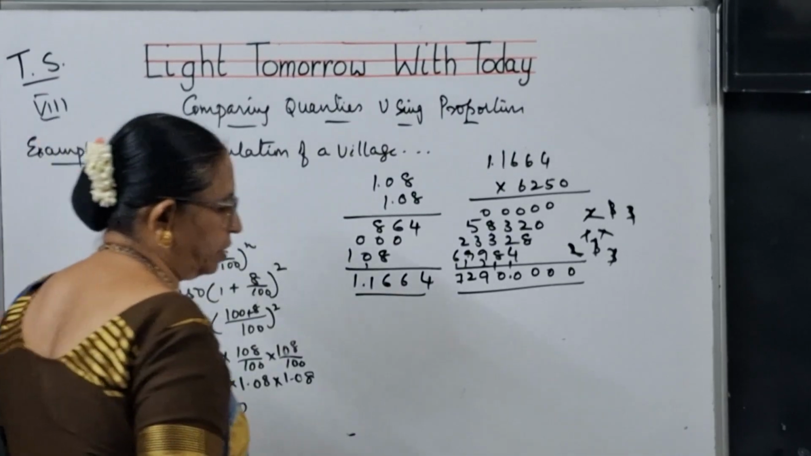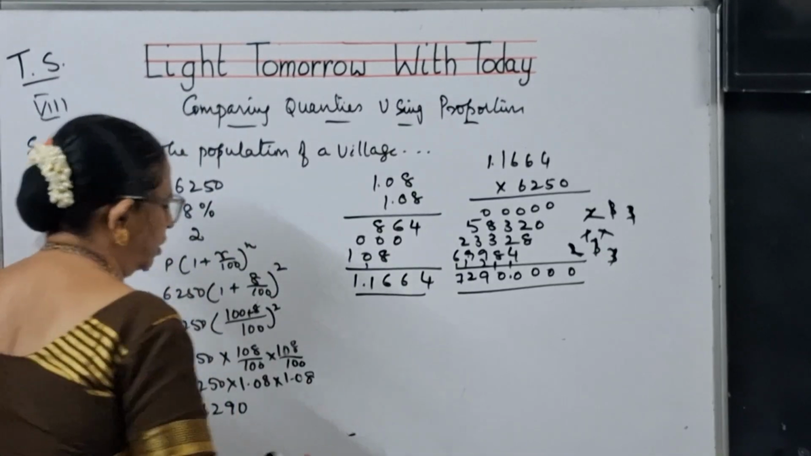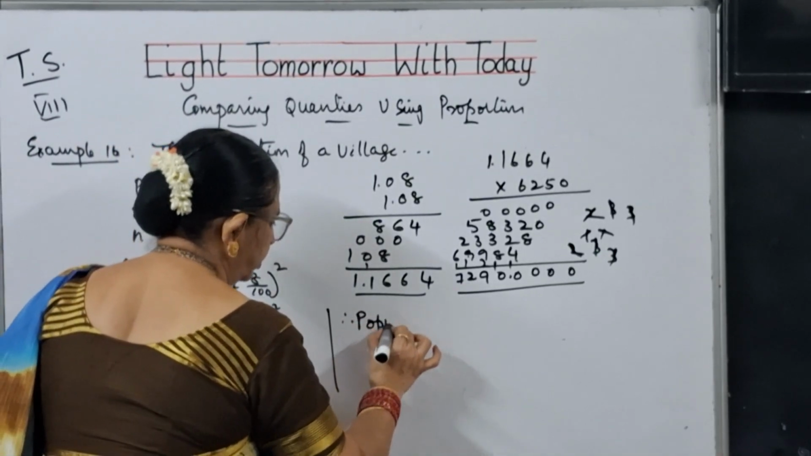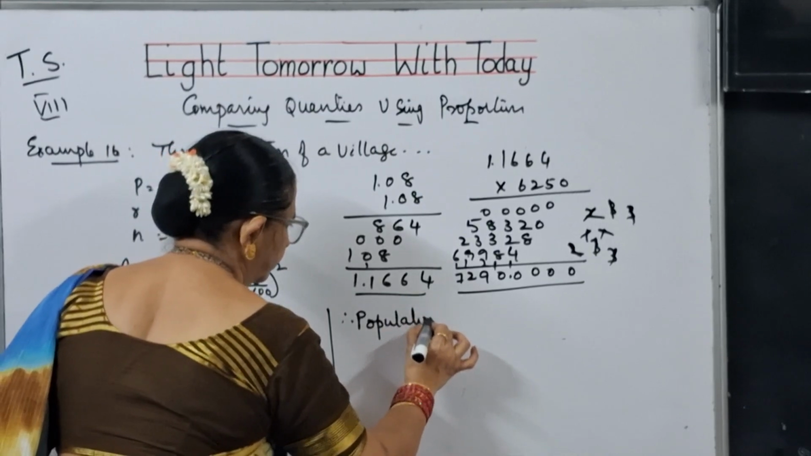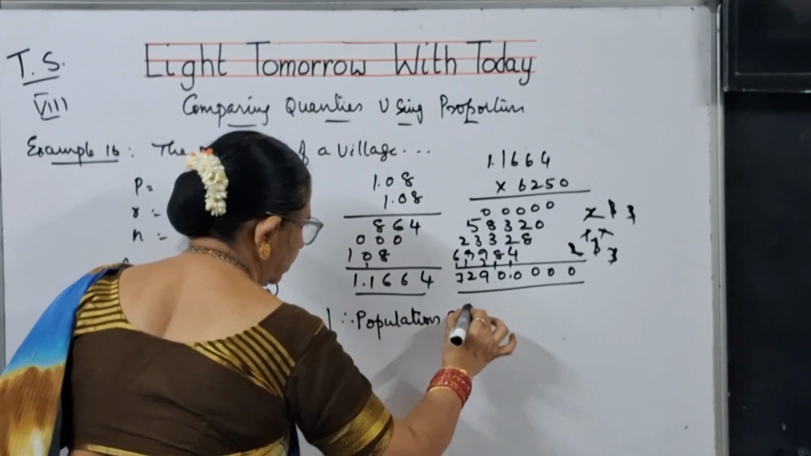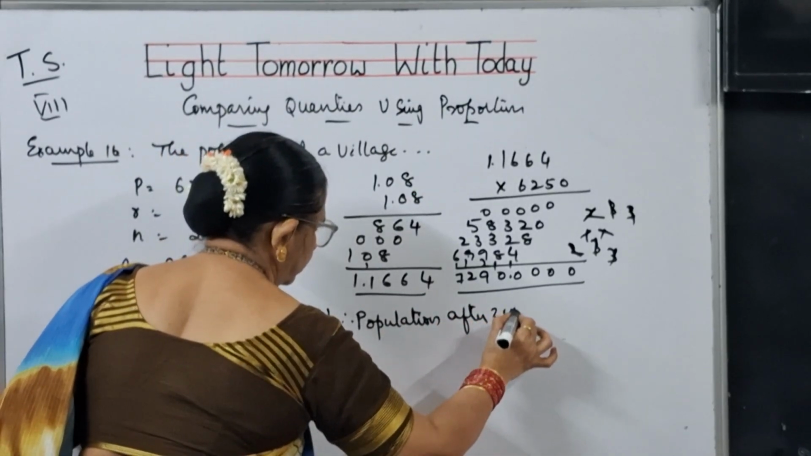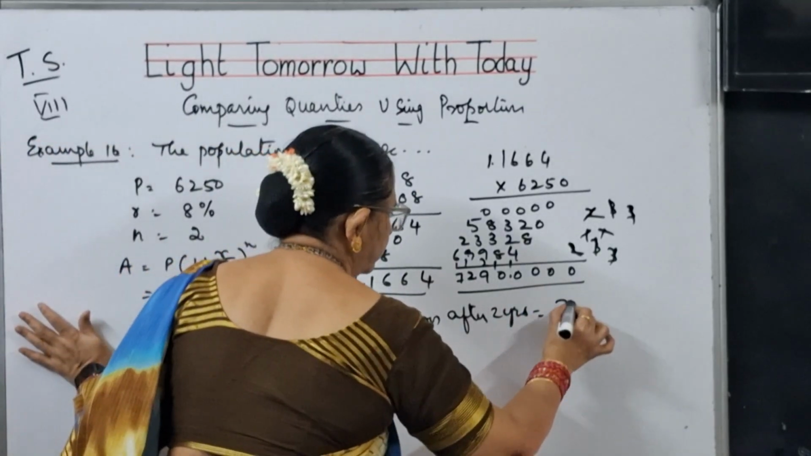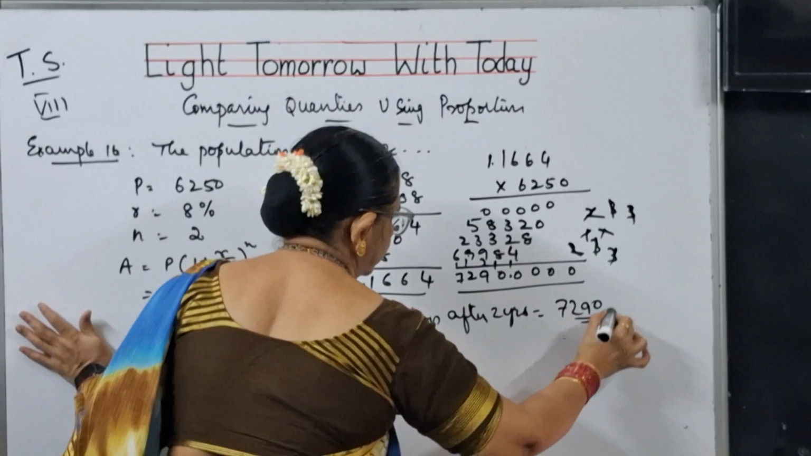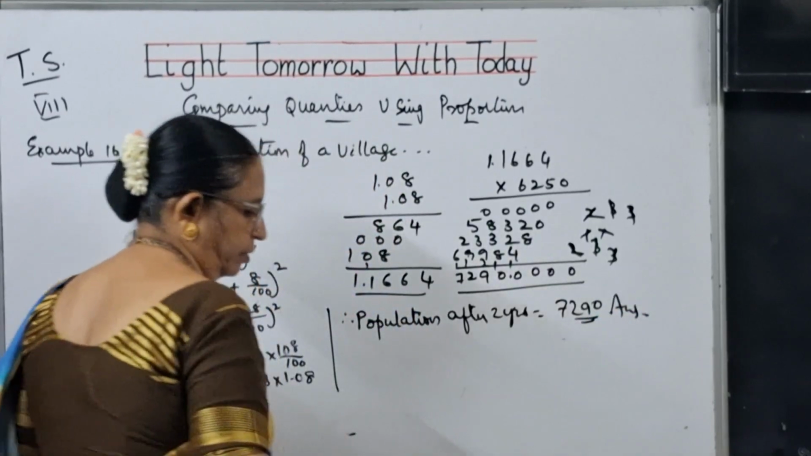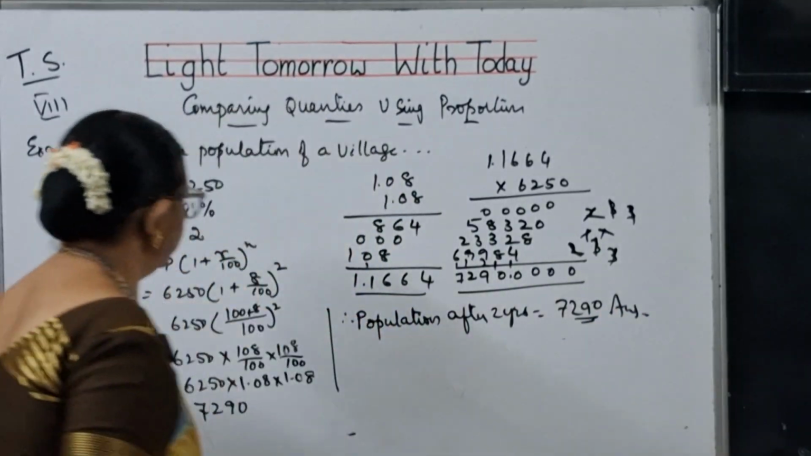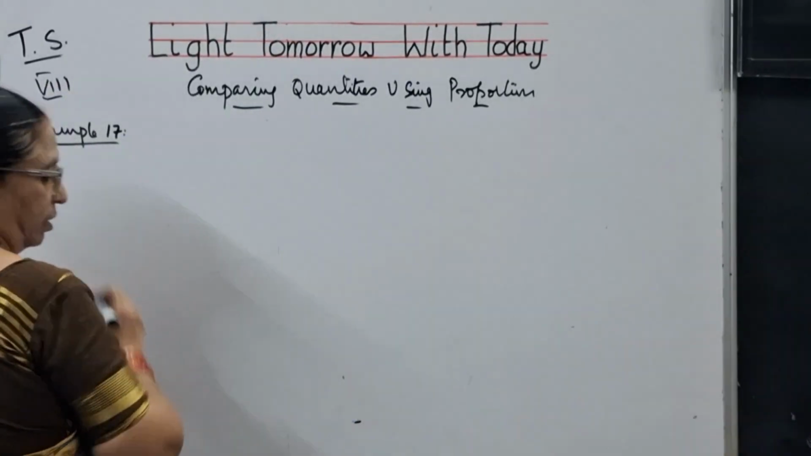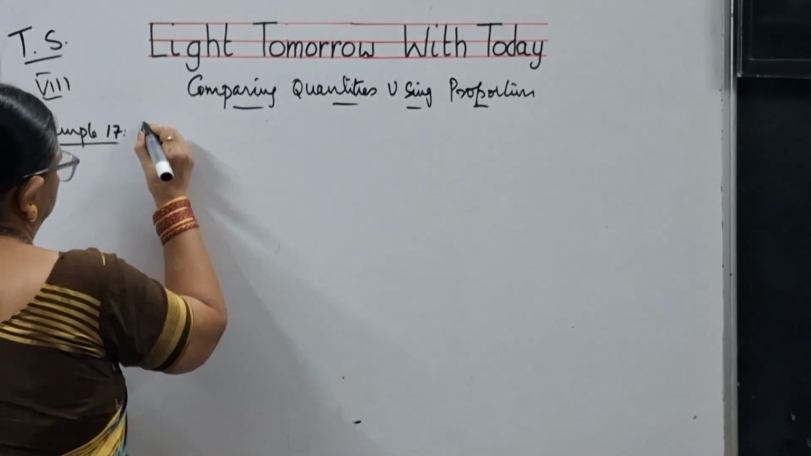What is the question, children? Find the population after 2 years. So therefore population after 2 years is equal to 7290. That is the answer. Please note it down, children. We will see example 17. What is this example 17?